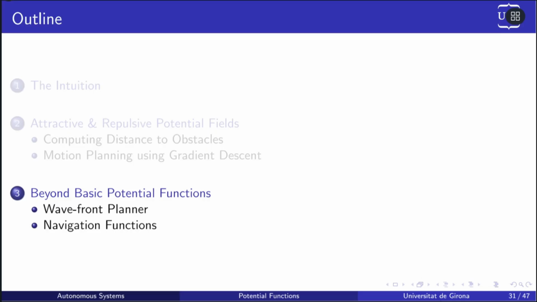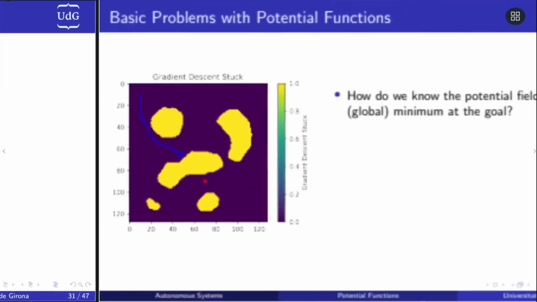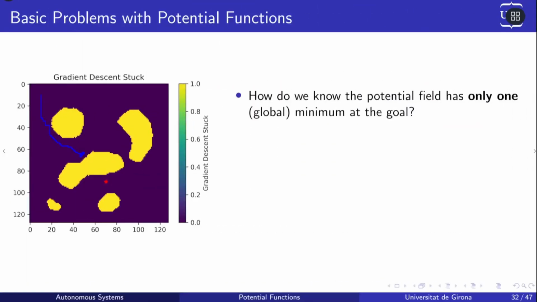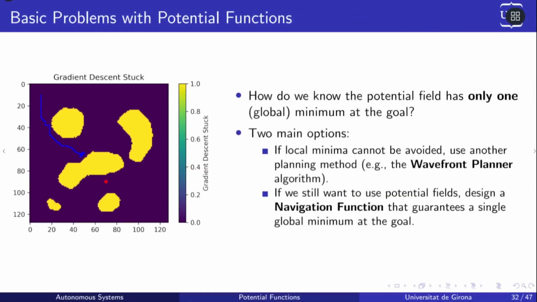Then let's see one way. Well, I will present you two ways, but the one that I want you to focus on more is the first one, because it's the one that you will be asked to implement to avoid that. How do we ensure that the total potential function that we are computing has only one global minimum? One minimum. If we can ensure that, we're happy, because then we just follow gradient descent and we always reach the goal. But how can we ensure that?